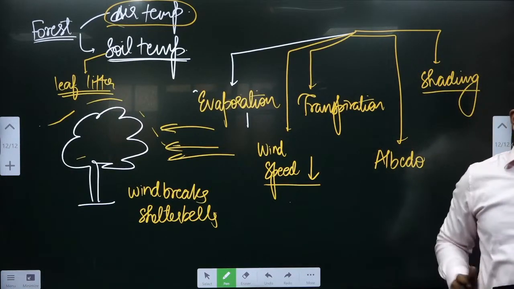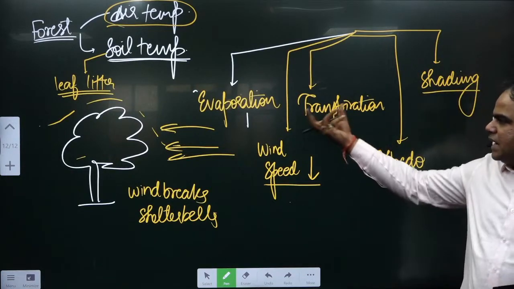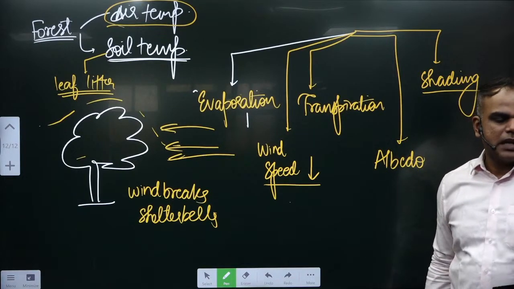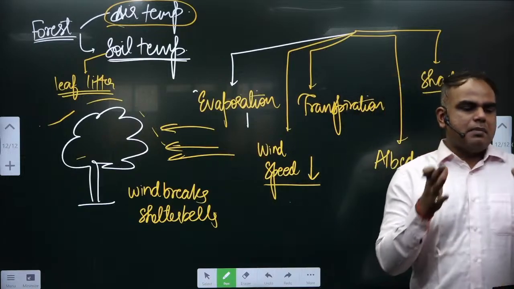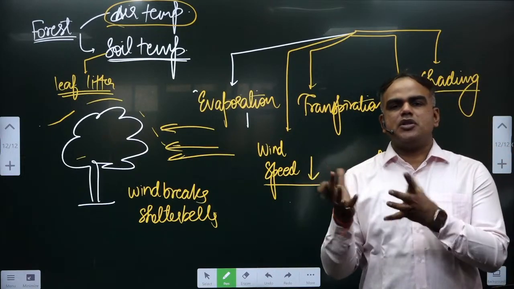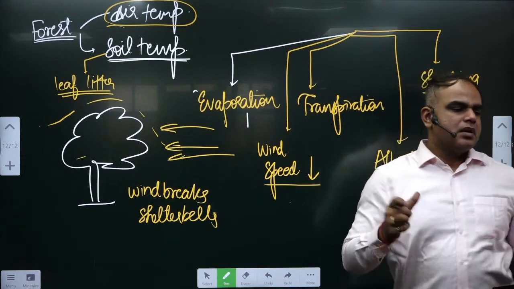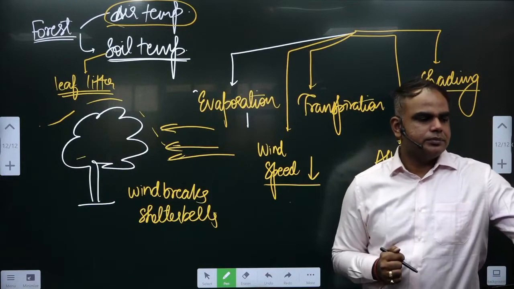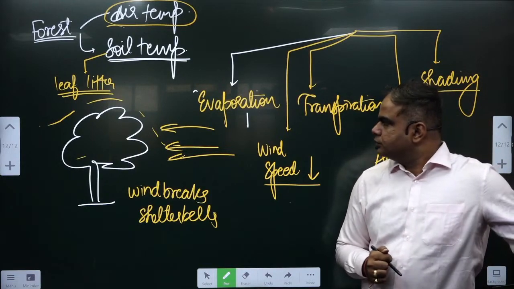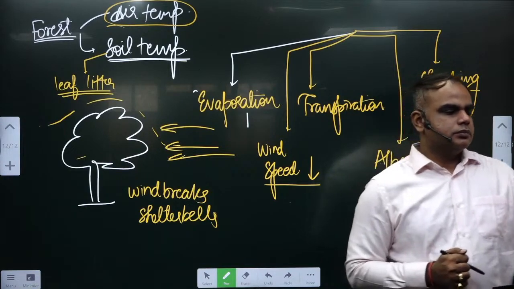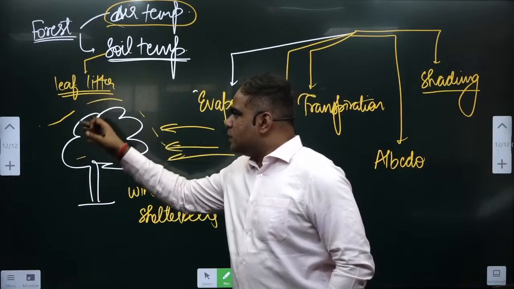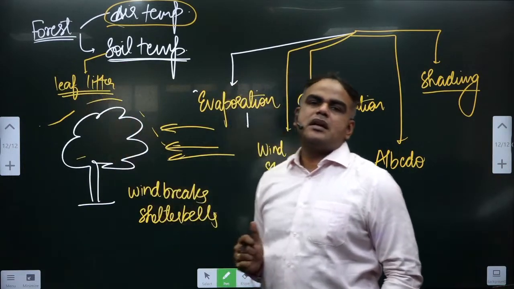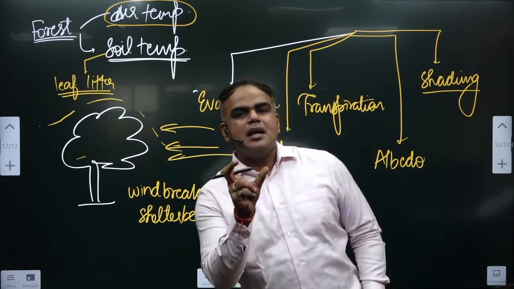Okay, so one part you can write down: trees release water vapor, hence they cool the surrounding air. Again, I will combine both evaporation and transpiration; they release the water vapor. This will cool the surrounding air. Then the forest canopies are also going to reflect the radiation. Albedo is the reflectivity.